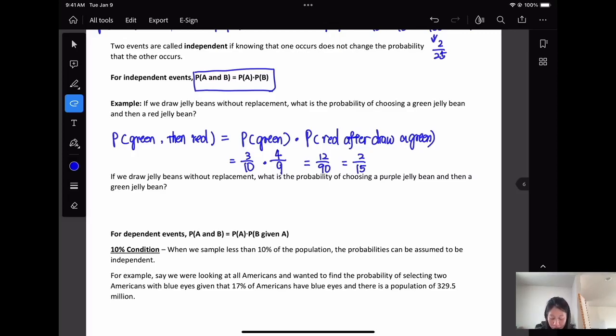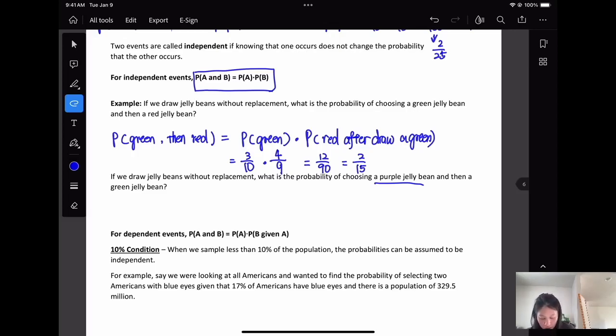If we draw jelly beans without replacement, what is the probability of choosing a purple jelly bean and then a green jelly bean? I would like you to pause the video and try to do it by yourself and come back to check the answer.